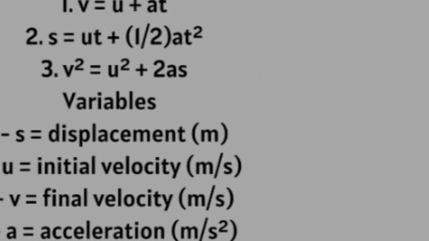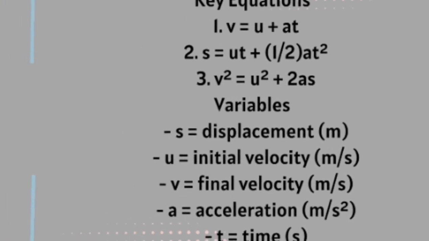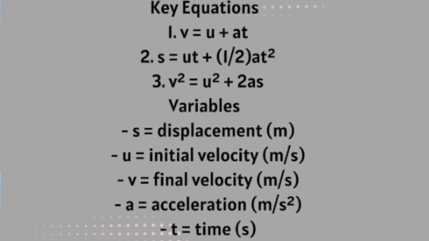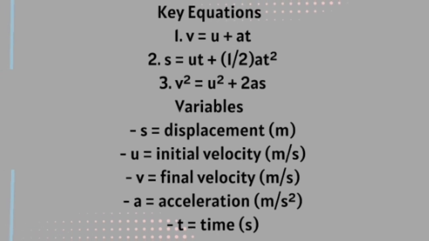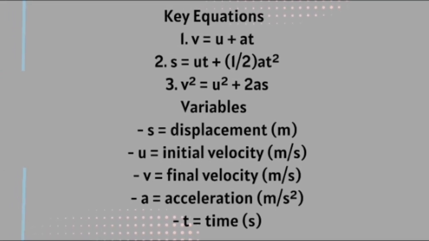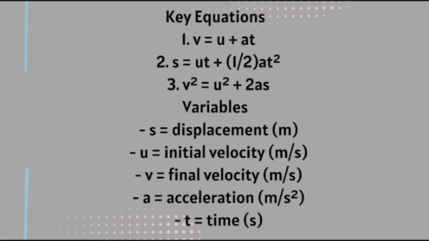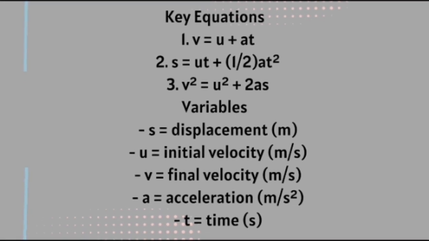In kinematics, we use several key equations to describe motion. v equals u plus at helps us determine final velocity based on initial velocity and acceleration. s equals ut plus 1 half at squared allows us to calculate displacement over time.